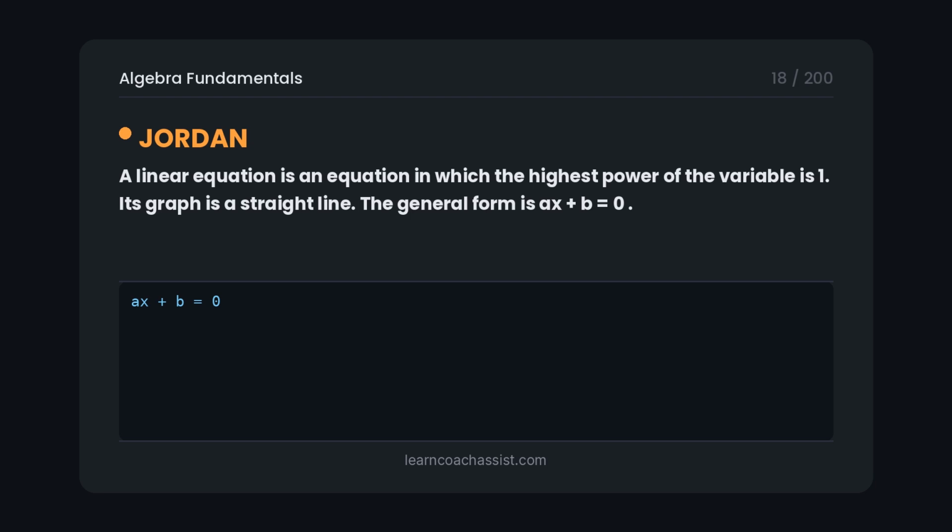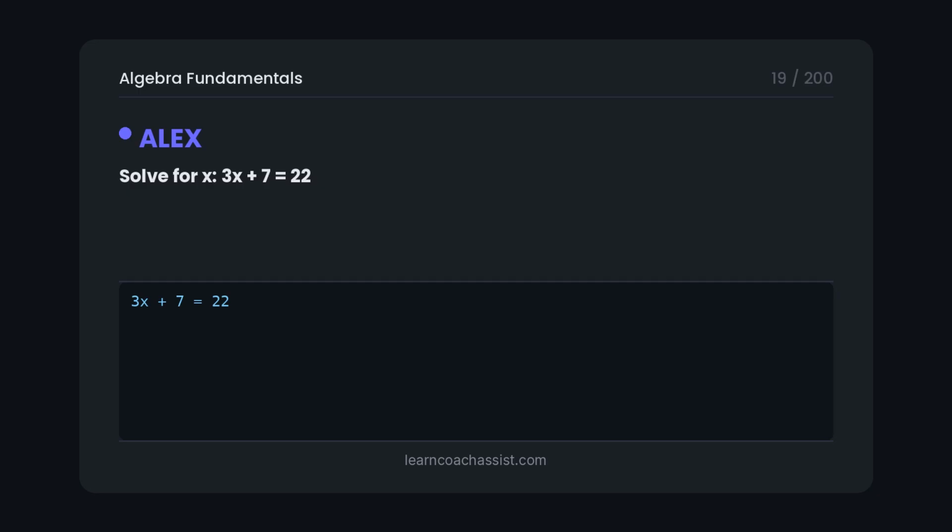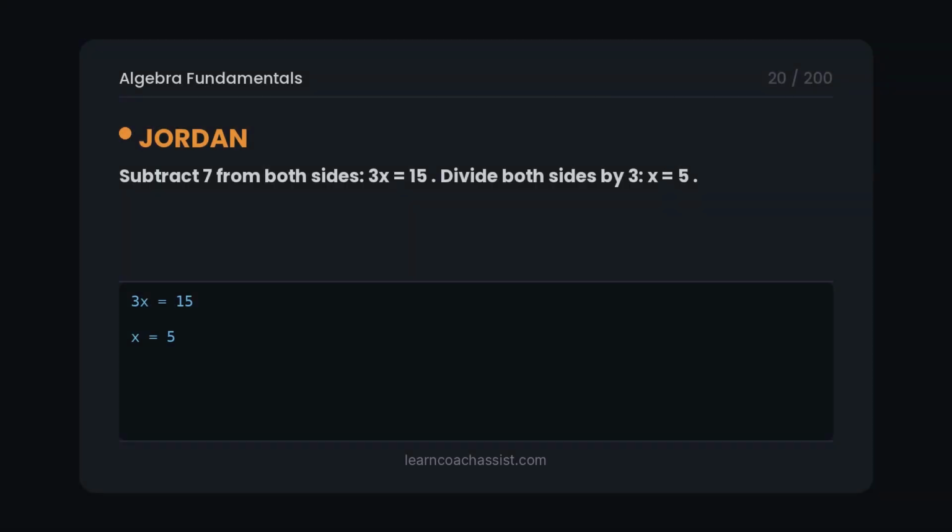The general form is ax + b = 0. Solve for x: 3x + 7 = 22. Subtract 7 from both sides: 3x = 15. Divide both sides by 3: x = 5.